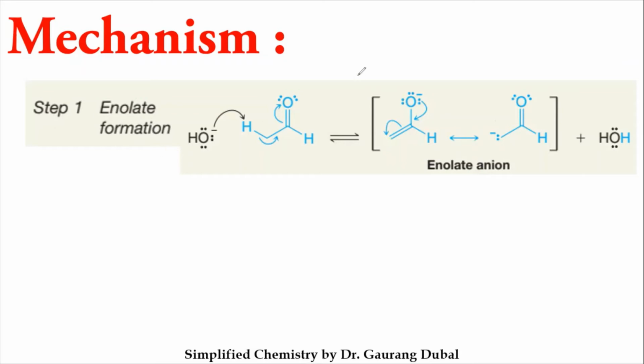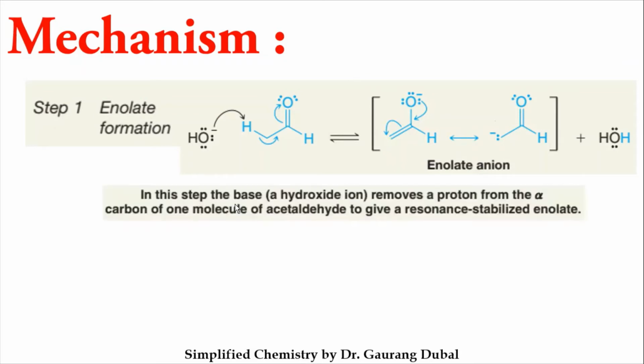Now, what is the next step? Just we are going to see. In this step, what happened? A hydroxide ion removes a proton from the alpha carbon and leads to the resonance-stabilized enolate.